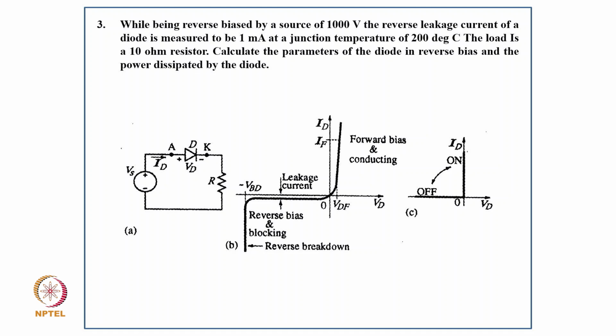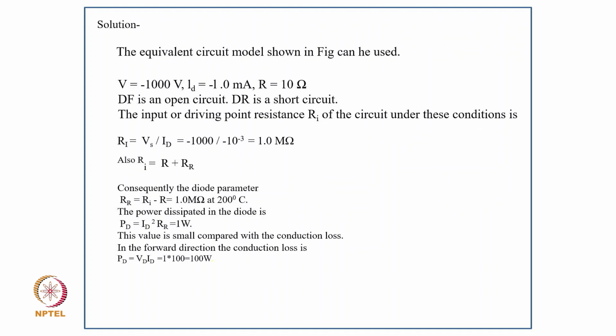Coming to the next problem: with a reverse bias source of 1000 volt, the reverse leakage current of a diode is measured to be 1 milliampere at a junction temperature of 200 degrees Celsius. The load is a 10 ohm resistor. Calculate the parameters of the diode in reverse bias and the power dissipated by the diode. You can see the characteristic in the figure, and based on that we can do the calculation with the model. So V equal to minus 1000 volt, ID equal to minus 1 milliampere, and R equal to 10 ohm.